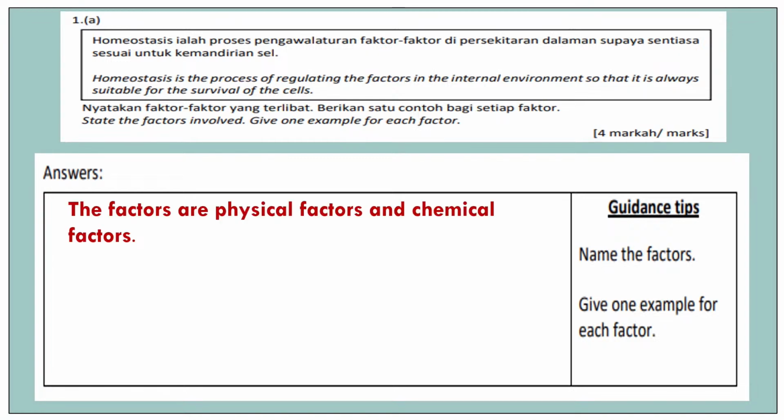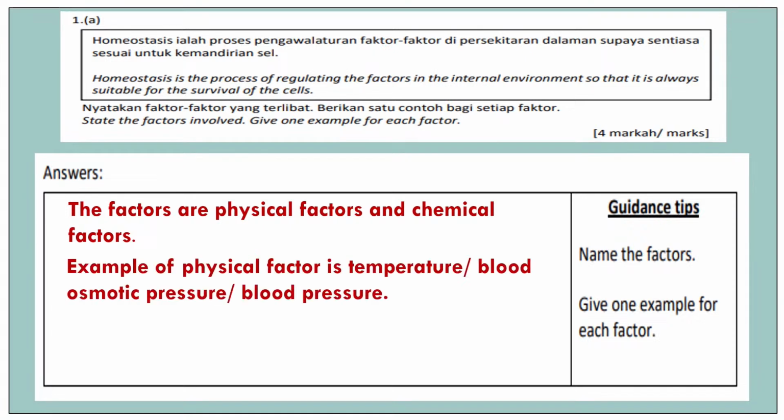The factors are physical factors and chemical factors. I already gave you the notes earlier. Alright. So next, give one example for each factor. An example of a physical factor is temperature or blood osmotic pressure or blood pressure. You just have to give one.